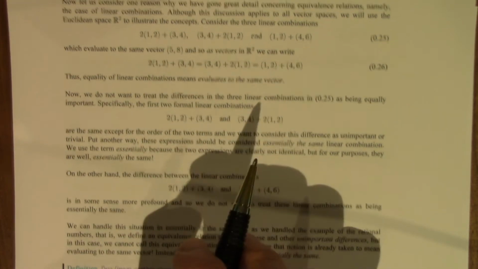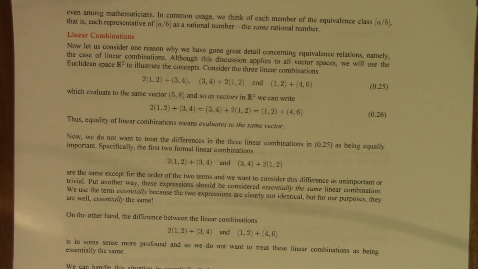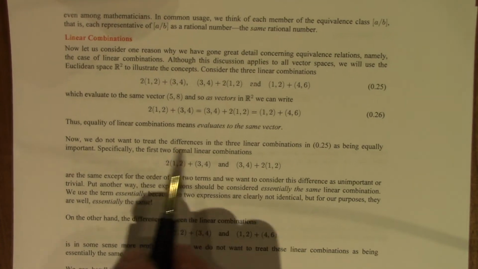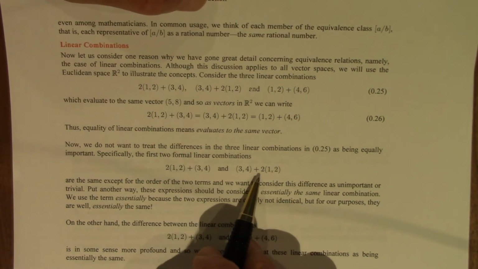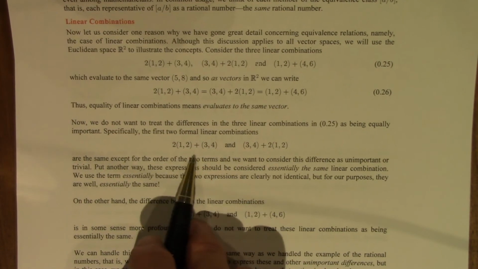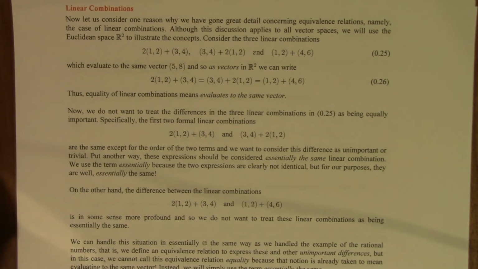But we want to treat the differences between these three linear combinations as not being equally important, and I'll show you what I mean. Look at the first two formal linear combinations. They are the same except for the order of the terms. And in some sense, nobody cares about that difference as far as linear algebra is concerned. It's not just that they evaluate to the same vector. That's part of it. But we have no way to control the order of terms when we're adding vectors.